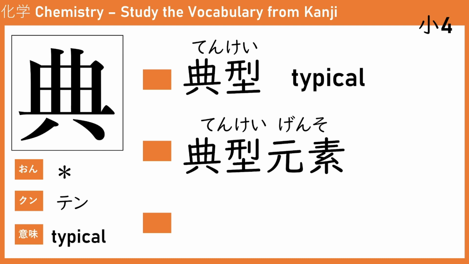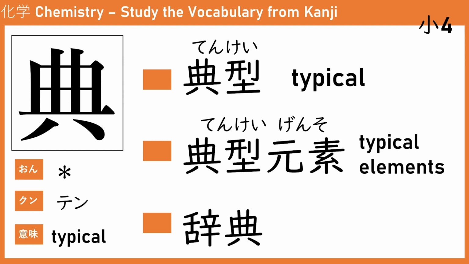Okay, this one tenkei genso. We already discussed genso. So tenkei genso means the typical elements. We will discuss this further in the video about chemistry, especially about the periodic table. So basically, typical elements cover group 1, group 2, and then group 13, 14, 15 until group 18. Okay, this one is tenkei genso. Next one is jiten. Jiten means dictionary. Like the typical words inside the book, jiten.